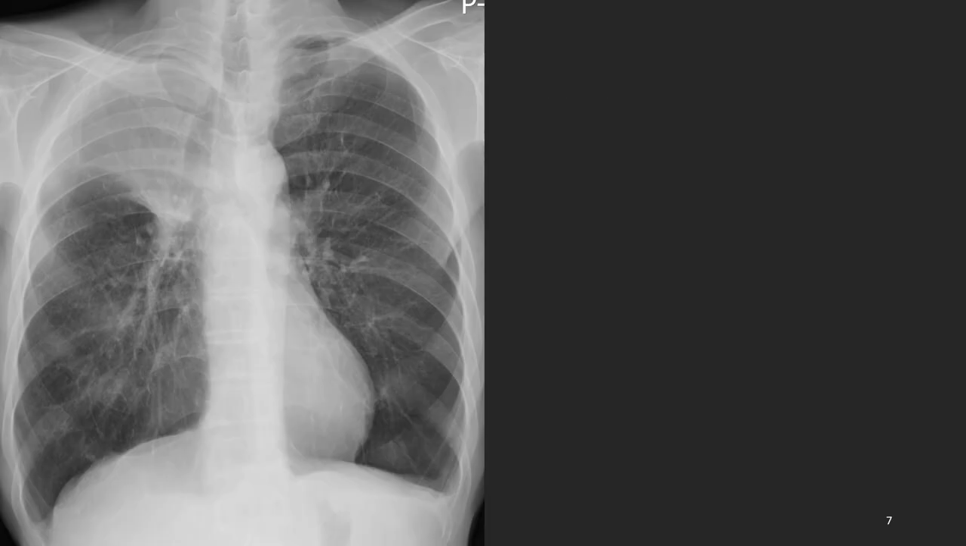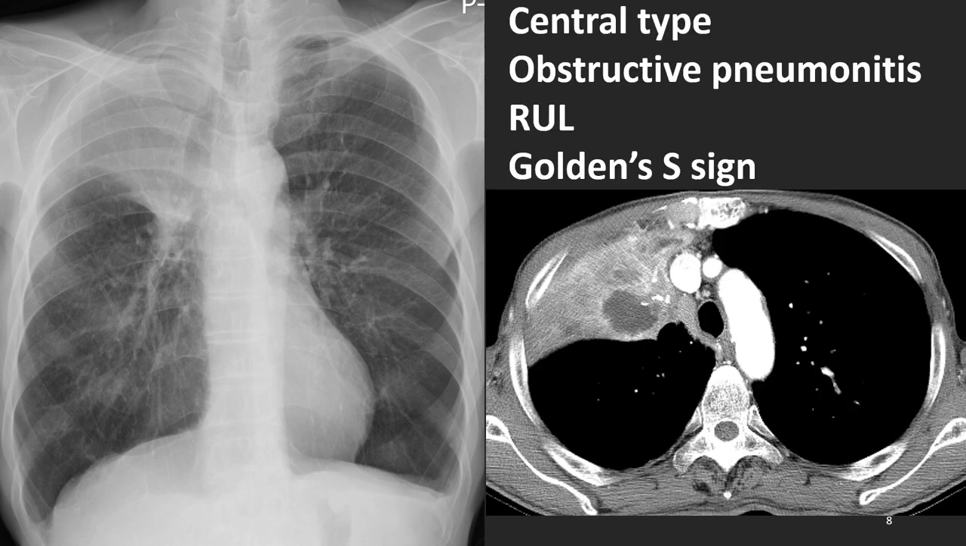Let's enjoy the first case of squamous cell carcinoma of the lung in chest radiographs. This finding is one of the typical findings of lung cancer in chest radiographs, one of the typical findings of squamous cell carcinoma of the lung. We are very, very familiar with this image. We all know about the situation here, what happened here. This is axial contrast enhanced chest CT. Central type, obstructive pneumonitis of the right upper lobe, showing us Golden's S sign, squamous cell carcinoma in the central airway.